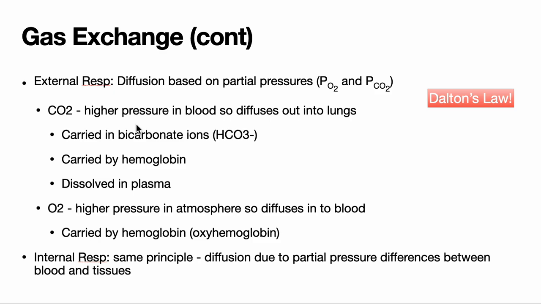So 3 different ways that CO2 can be carried in the blood so that it can diffuse out into the alveolar space and ultimately be expired out of the body. Whereas oxygen really is going to be carried pretty much exclusively by hemoglobin in red blood cells.